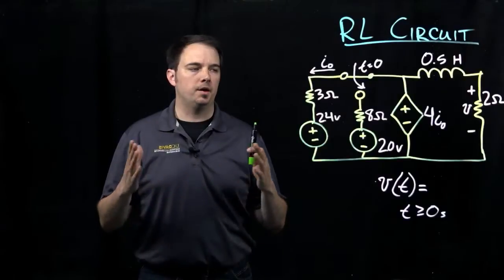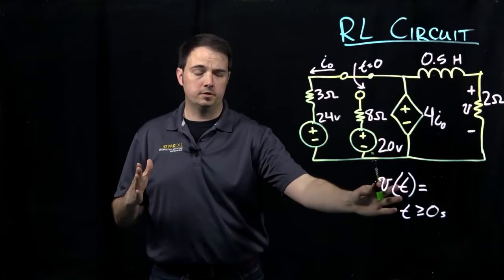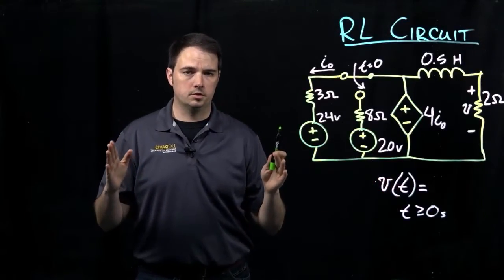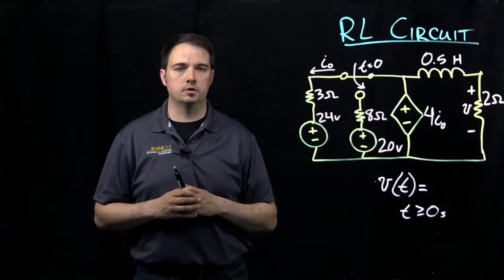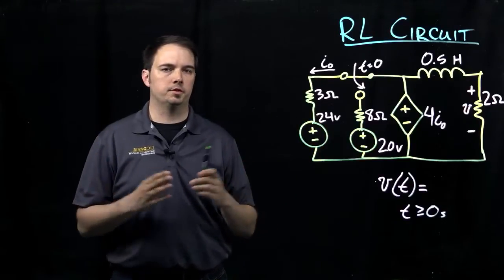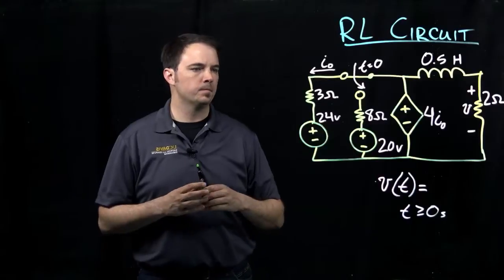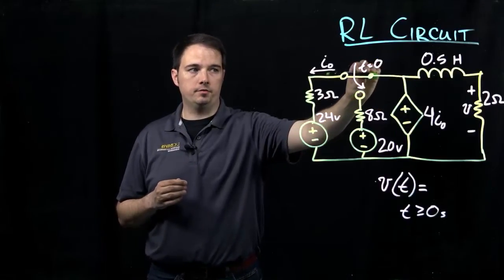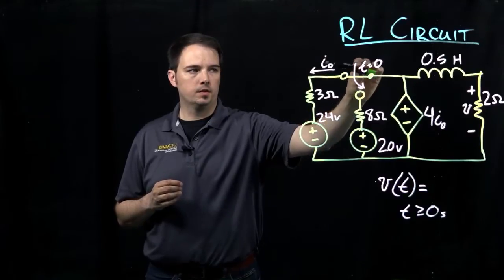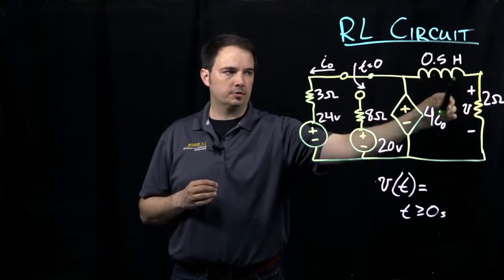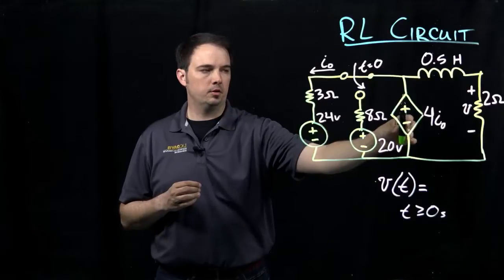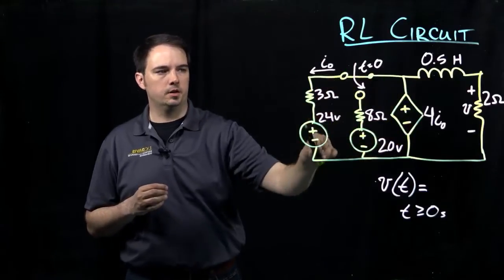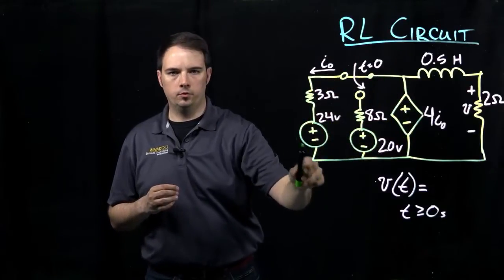Now, to find v of t, as we know with RL and RC circuits, and really any RLC circuits as well, we need to establish what the initial conditions are. Before I flip the switch, I have the switch in the closed position, whereby I'm connecting my inductor and this resistor, this dependent source, that's connected up with this 3 ohm resistor and the 24 volt source here.